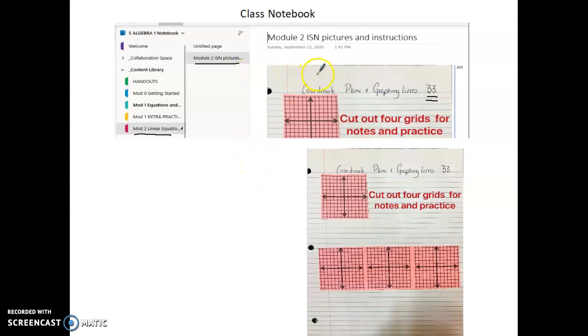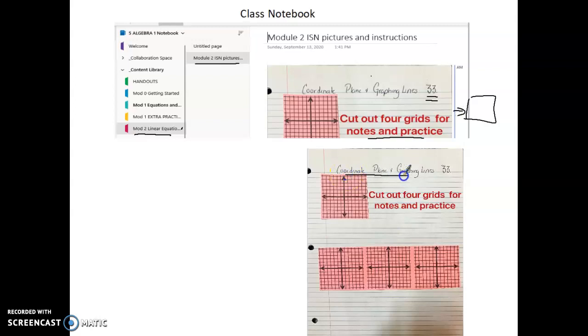And what I've done is I've taken pictures of my ISN and I wrote some notes in red, so it might give you some guidelines on how I want you to cut out or fold the foldables. And sometimes you'll see some extra instructions to the right of that foldable that might help you get these pink sheets in, because we're starting Module 2 linear equations.